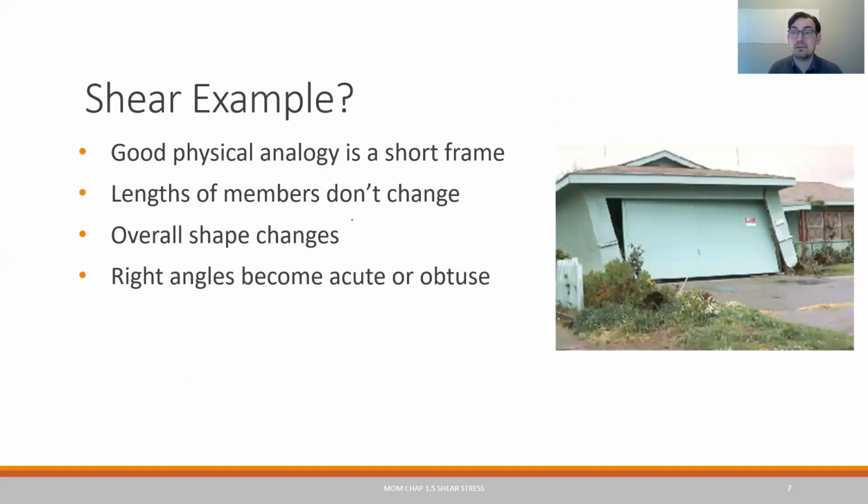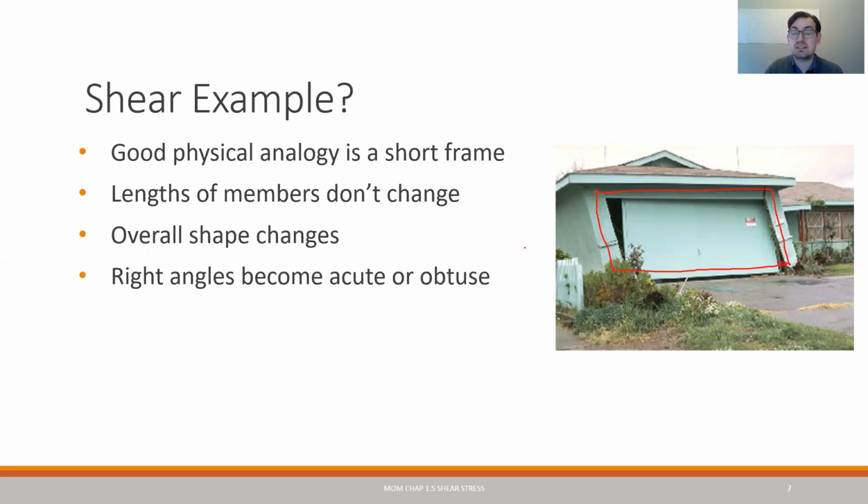A good example of what shear deformation looks like, this is a macro scale versus a micro scale. This is a short frame that has definitely failed due to a shear load case. You'll notice that the lengths of those members don't really change, right? The lengths of the columns and the beams across this garage really haven't changed, but the shape has changed, right? Originally, this was our nice rectangular shape, and now we have a much clearer parallelogram shape here.